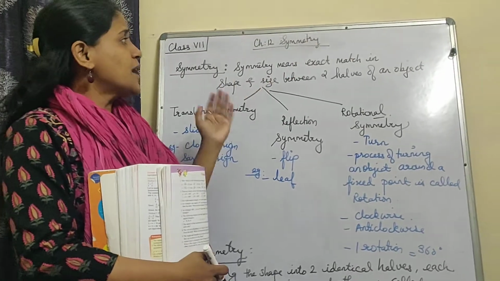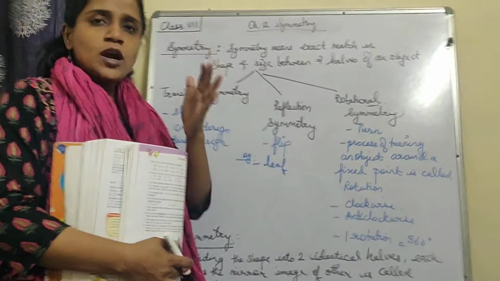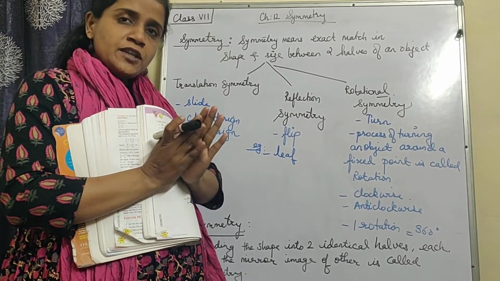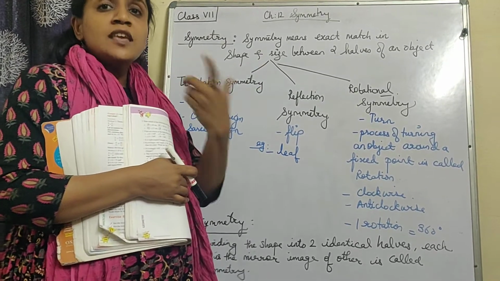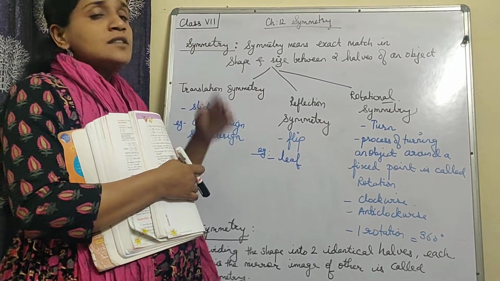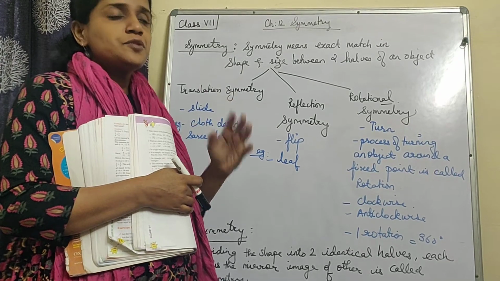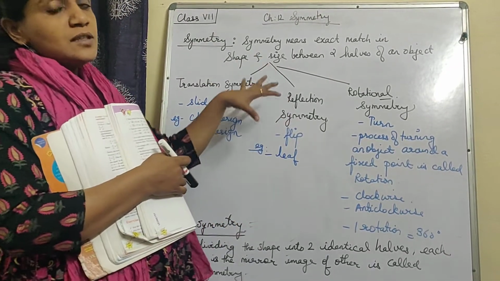Symmetry means exact match in shape and size between the two halves of an object. Two halves. When you divide any object into two parts, or you can fold it, and if your left hand side and the right hand side part are the same in shape and size, we can say that the figure or the object has symmetry. Now let's talk in detail about what we are going to learn in this chapter.